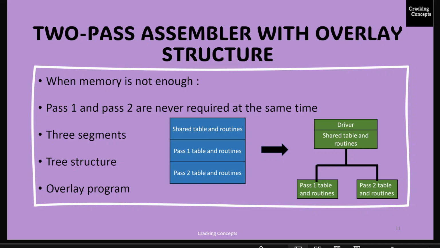Now, when there is not enough memory, what we do is share the available space with all the segments. That is, the available memory is divided into 3 segments. The first segment will store the shared table and routines. The second segment will have the pass 1 table and routines, and the third one will have the pass 2 table and routines. This can be done because we know that pass 1 and pass 2 are never required at the same time. These segments will be arranged in a tree-like structure. This way of programming is called overlaying.